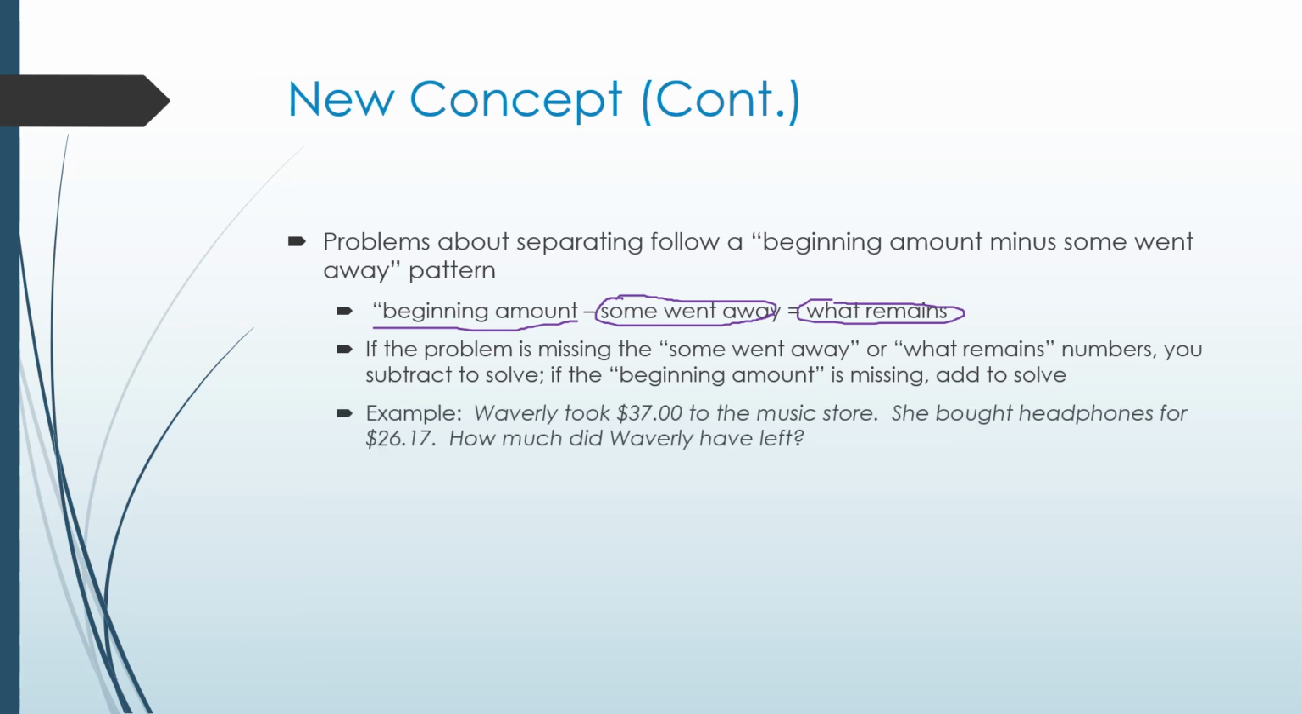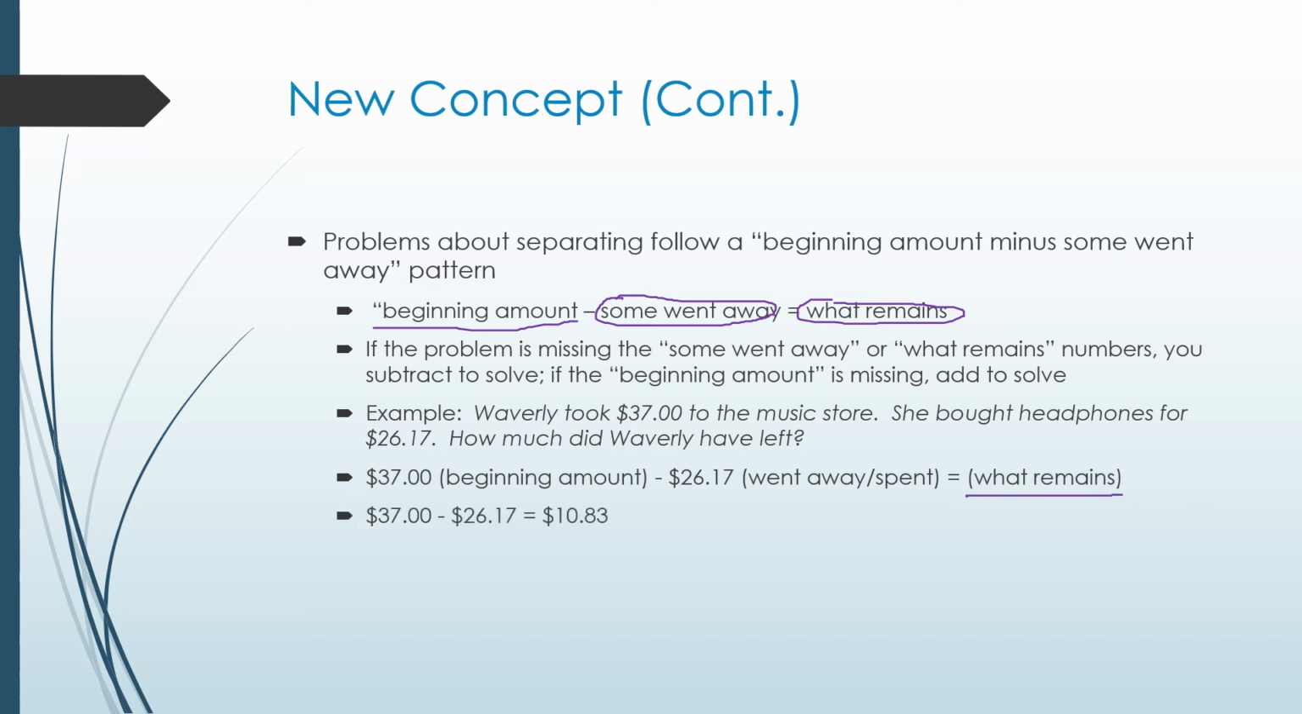So here's an example. Waverly took $37 to the music store. She bought headphones for $26.17. How much did Waverly have left? So we plug that in. Notice we're missing the what remains, which means we're going to subtract to solve. So Waverly is left with $10.83.